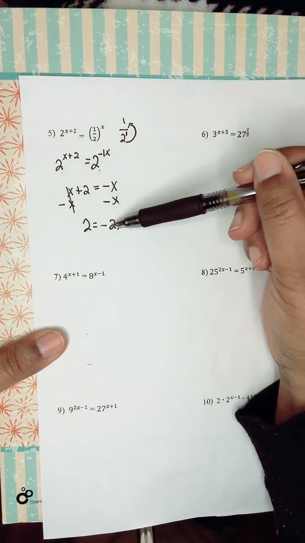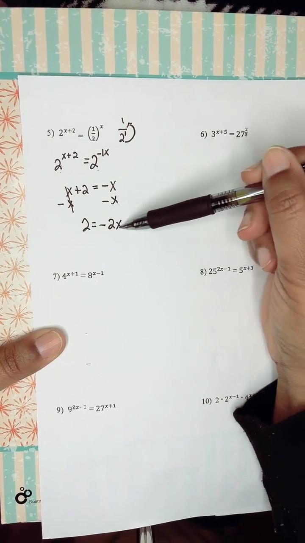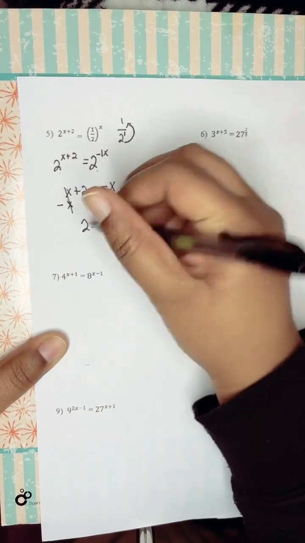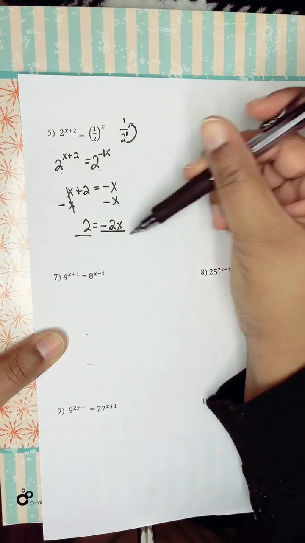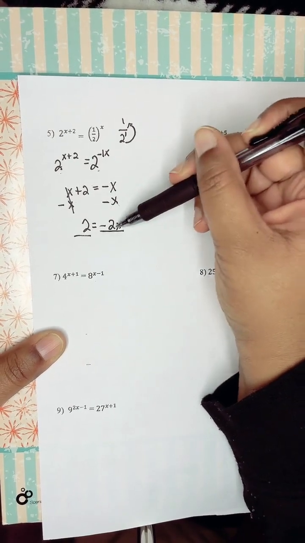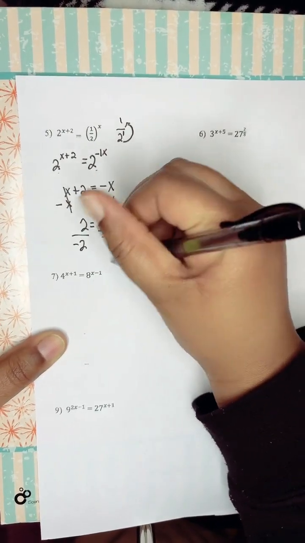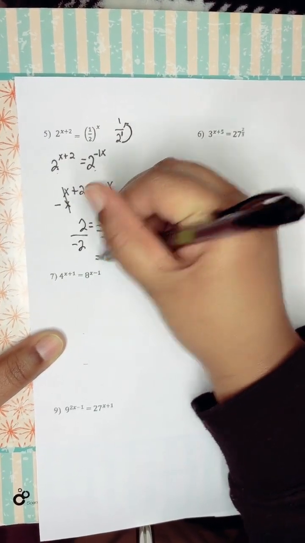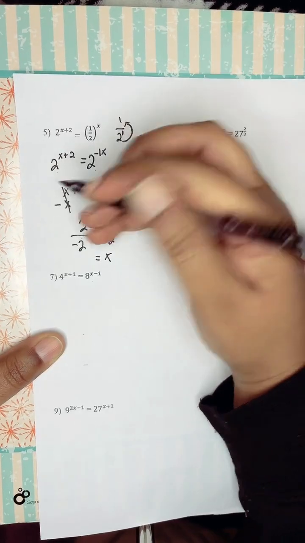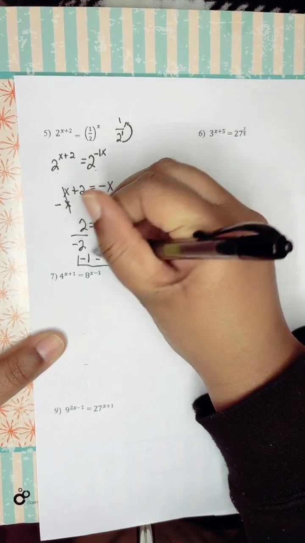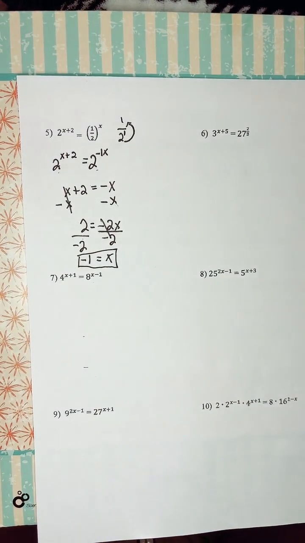We want to get x by itself. Remember, whenever a number's attached to a letter, they're multiplied together. To undo that multiplication, divide. We're going to divide by what's attached to the x. That's why we're dividing by negative 2. And x equals 2 divided by negative 2, which is a negative 1. And that's our beautiful answer.